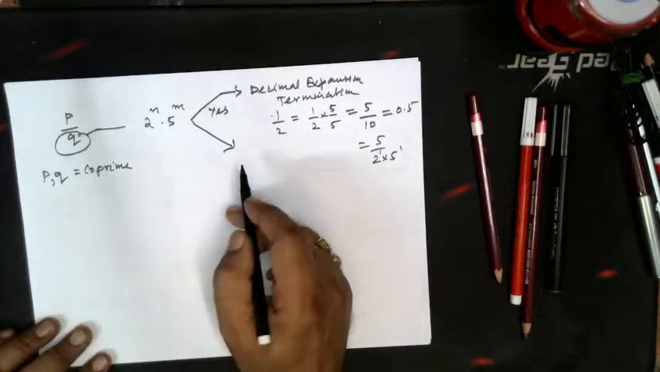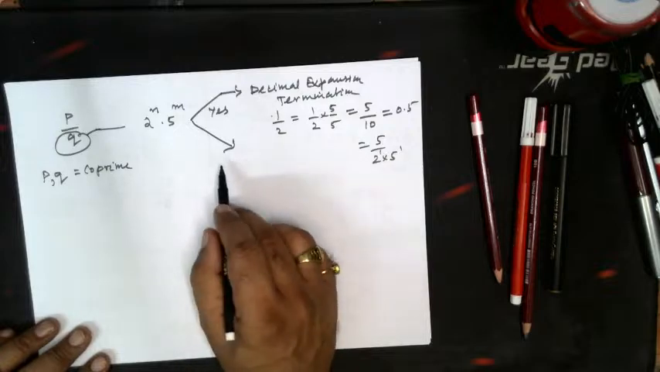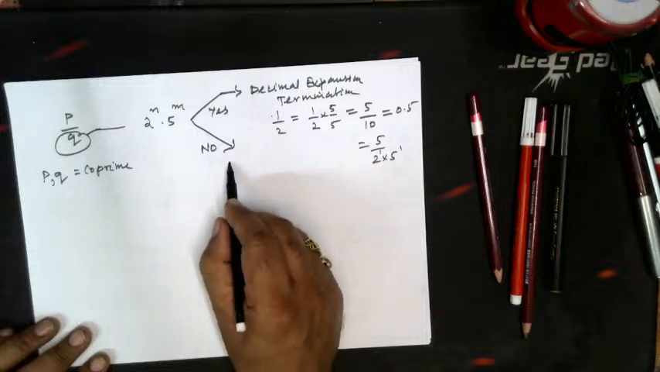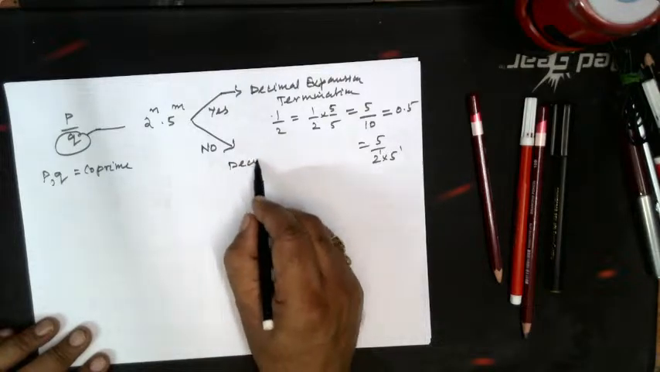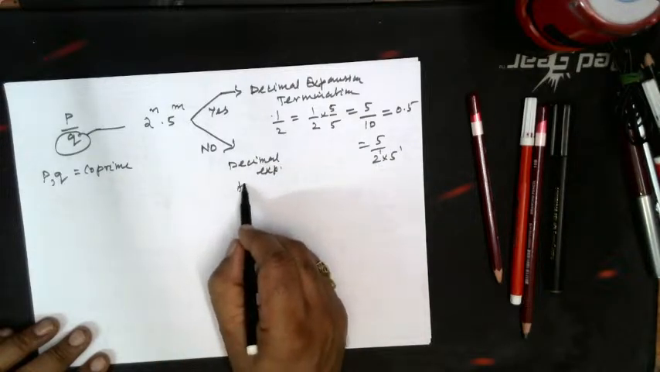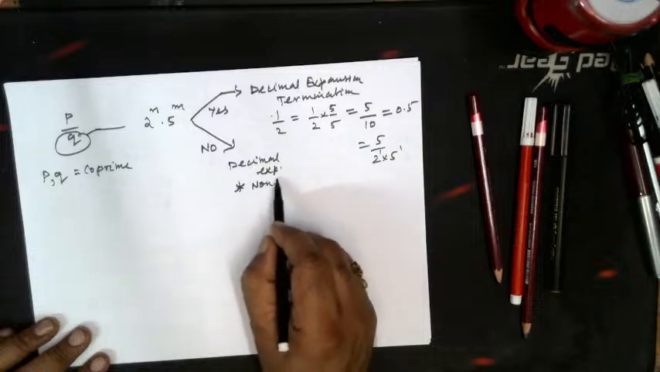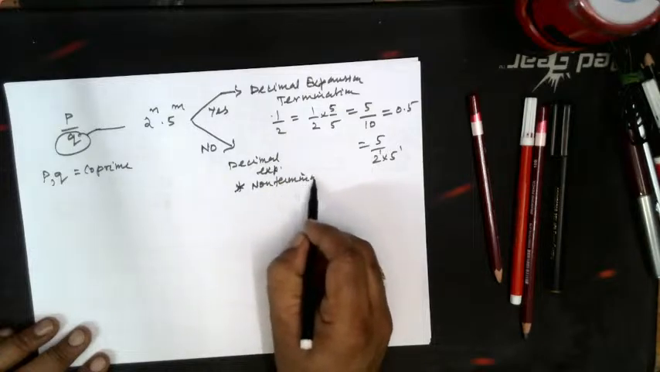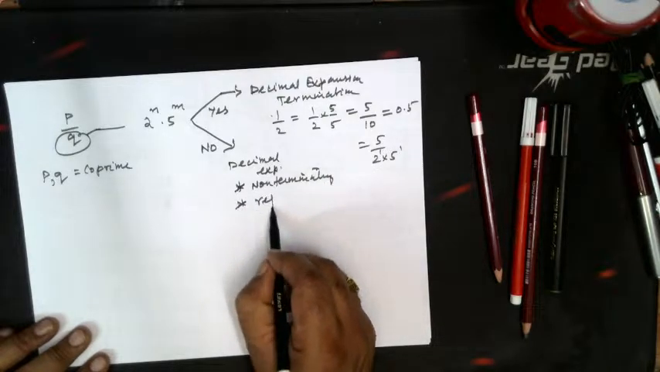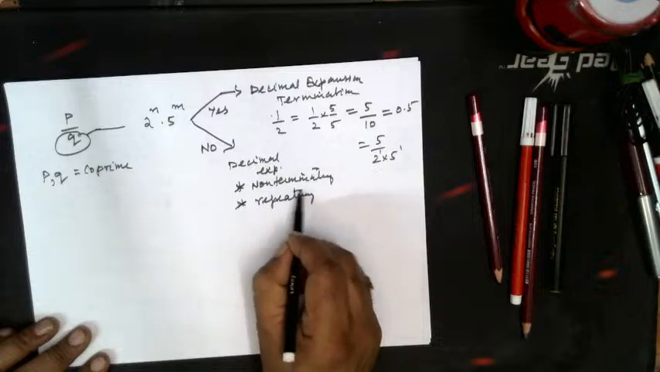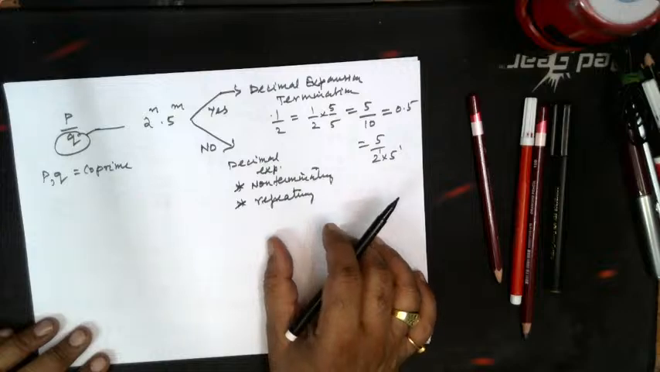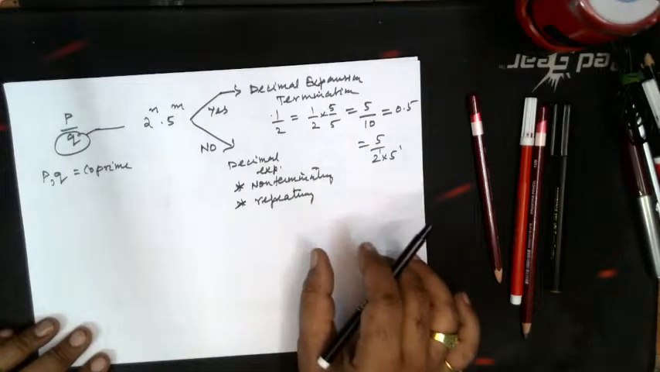Okay, right. Now let us consider the other one. Say this is not convertible. So let us check the decimal expansion. Decimal expansion checking. So here it is non-terminating. Non-terminating, it will go. Okay, and also it is repeating. If it is repeating, then it is a rational number, but it is not in 2 power n into 5 power m form.